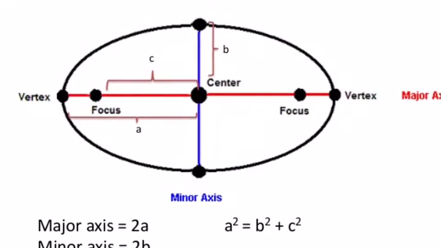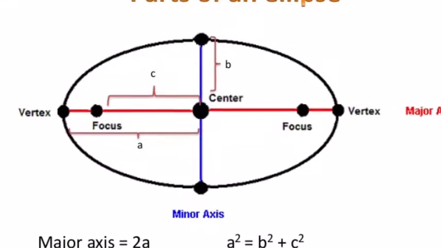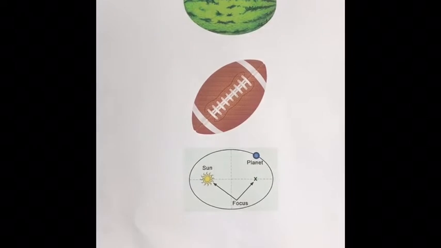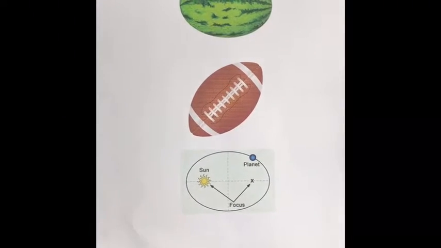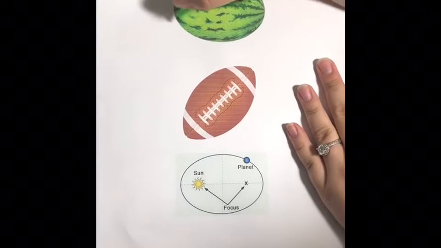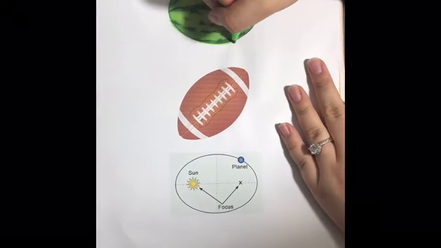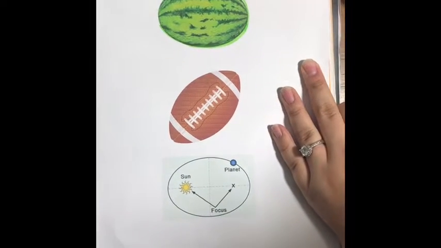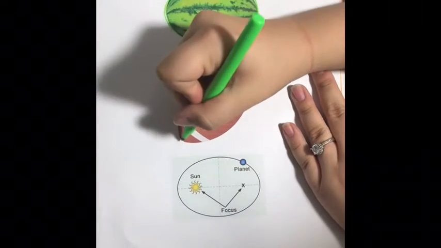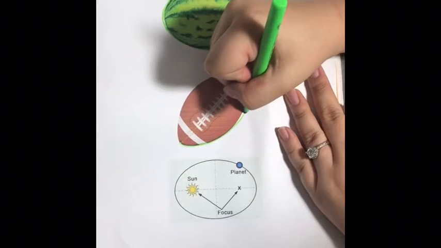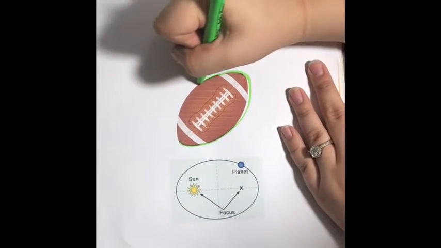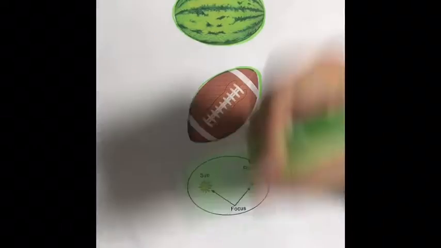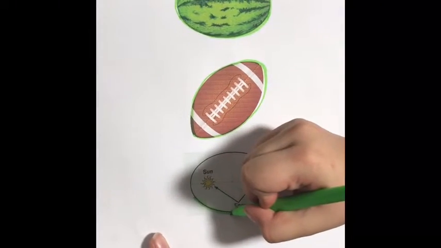For my conic section project, I have chosen an ellipse to present. These are the real-life ellipses I have chosen. This one is a watermelon. There's a football. Then there's a planet orbiting.